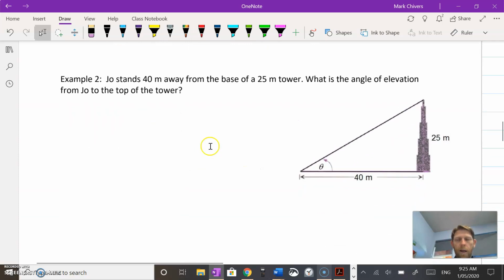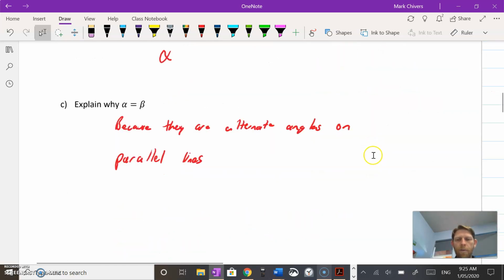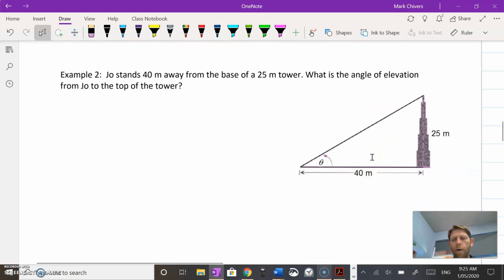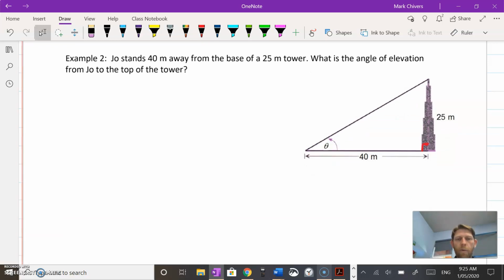Now, when we're talking about angles of elevation and depression, most of the time we're talking about height. Heights are usually measured 90 degrees from the ground. And if the question's about a tower or a cliff or any kind of structure that you expect to be upright, you can assume that that structure is upright and at 90 degrees to the ground. Okay, so we've got a situation here where Joe's standing 40 metres away from the base of a 25 metre tall tower. What is the angle of elevation from Joe to the top of the tower? So we're trying to find this angle in here.